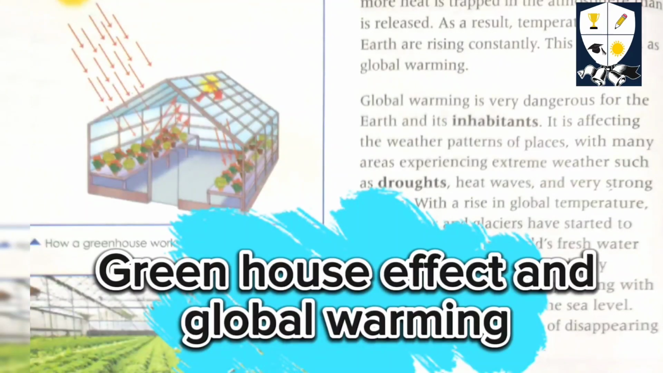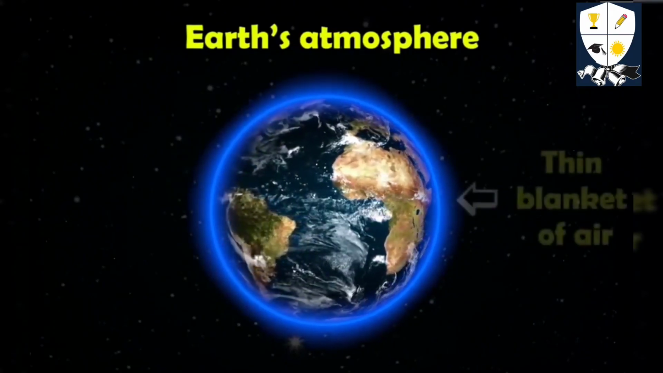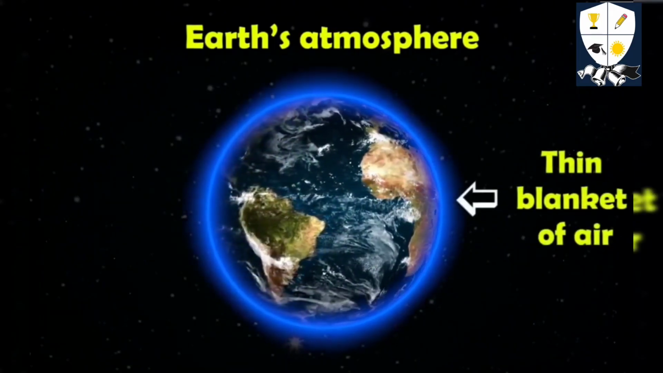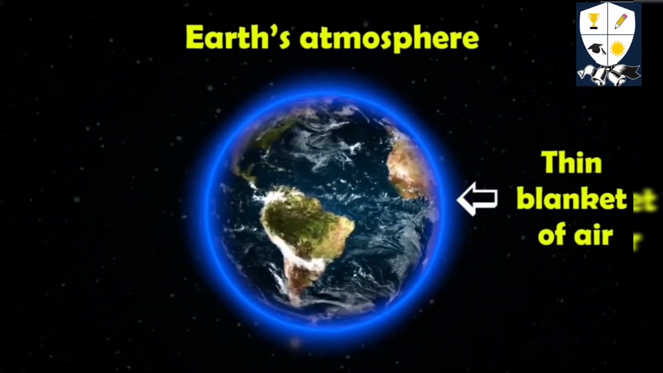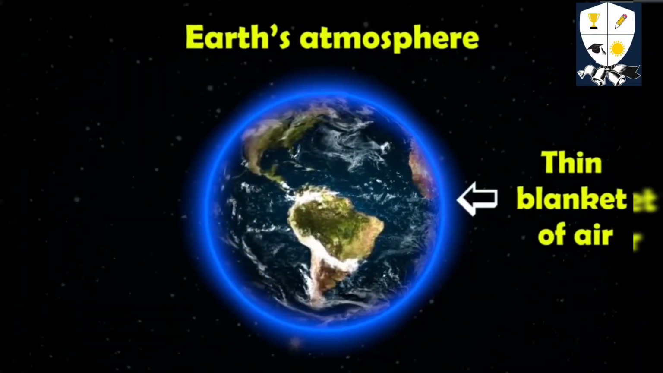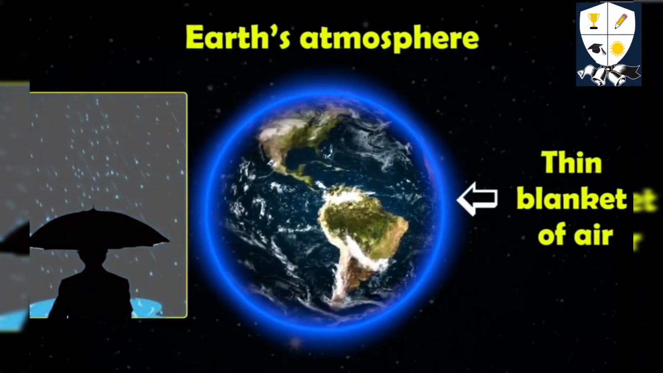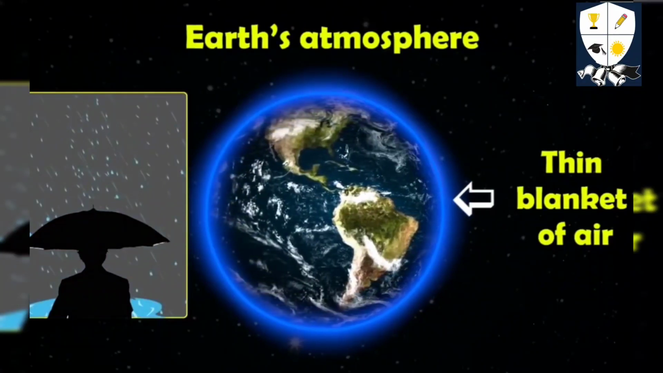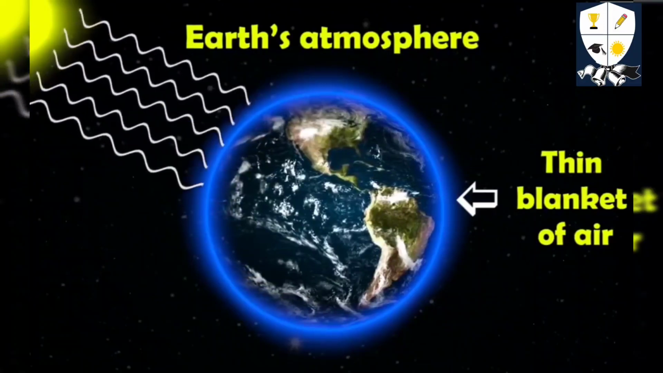Greenhouse effect and global warming. Earth's atmosphere is a thin blanket of air surrounding the Earth from all sides. This air is a mixture of many different gases. Just like an umbrella which protects us from sun and rain, this thin layer of air protects Earth from the harmful radiations from the sun.